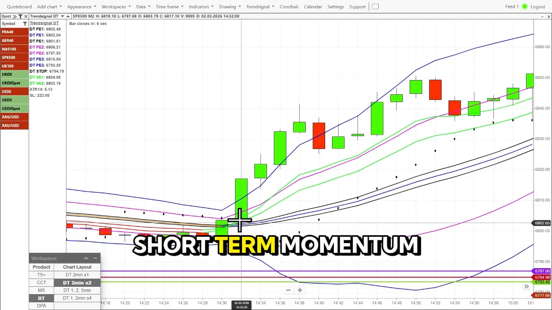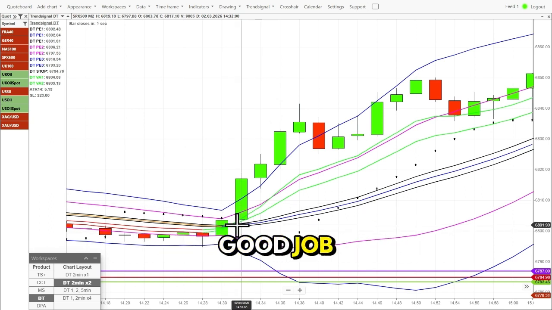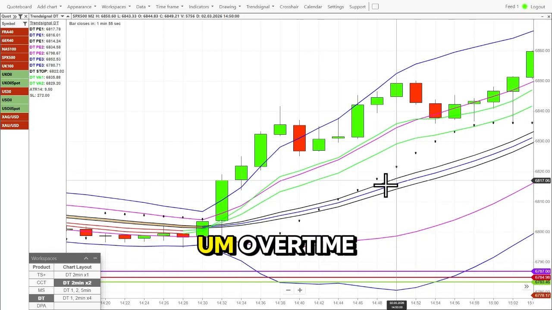Step 2 is looking for short-term momentum. We want these vector average lines to be green. They're both green at the time of entry. Good job. The market's already moving in the direction we want. Makes it more likely we'll stay on the right side of that mid-band resistance that forms over time.